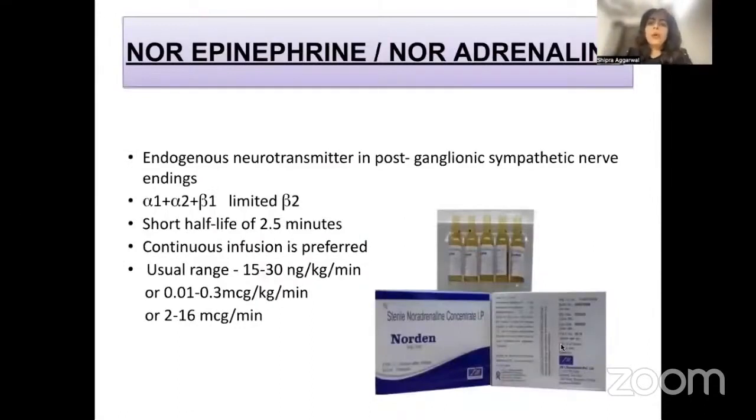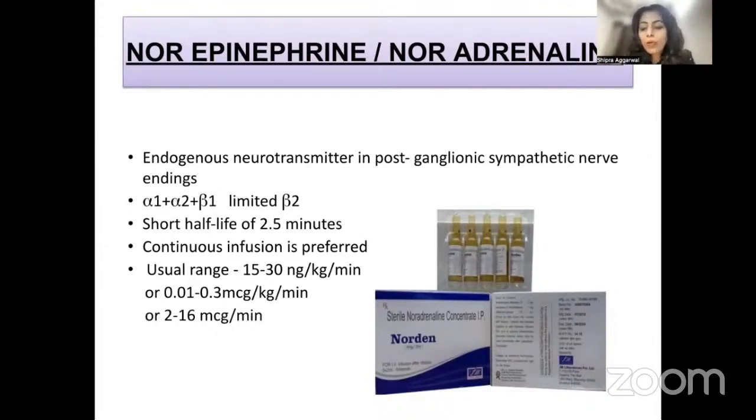Coming on to norepinephrine or noradrenaline. It is an endogenous neurotransmitter which is present in the postganglionic sympathetic nerve endings. It mainly acts on the alpha 1 and the alpha 2 receptors and also on the beta 1 receptors, but it has limited beta 2 action. It has a short half-life of around 2.5 minutes. So continuous infusion is preferred and it is used in the dosage of 0.01 to 0.3 mics per kg per minute or 2 to 16 mics per minute.